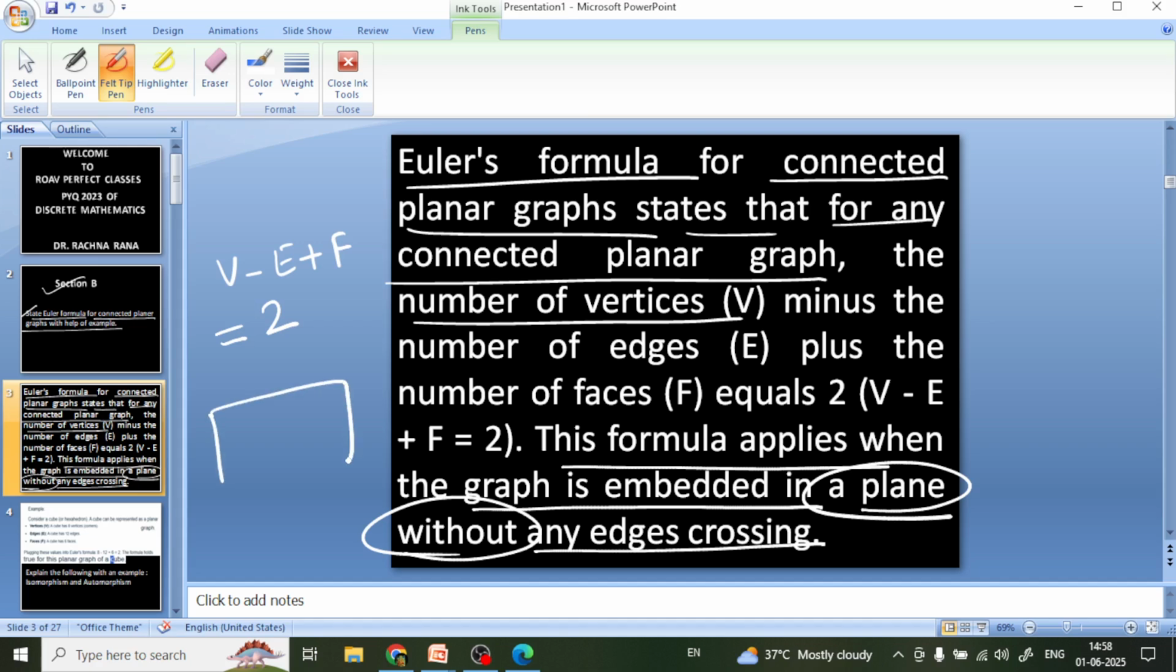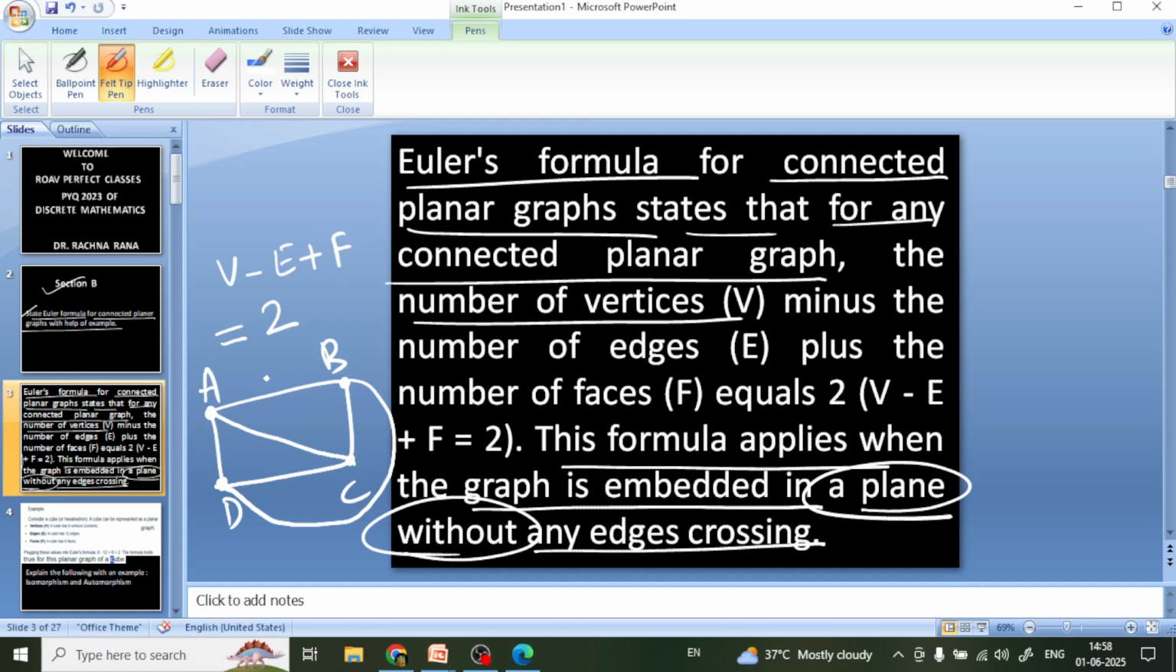For example, you have been given the vertices A, B, C, D. A meets C, and here B meets D. This is a planar graph because here no lines cross each other. So Euler's formula will be applicable here.